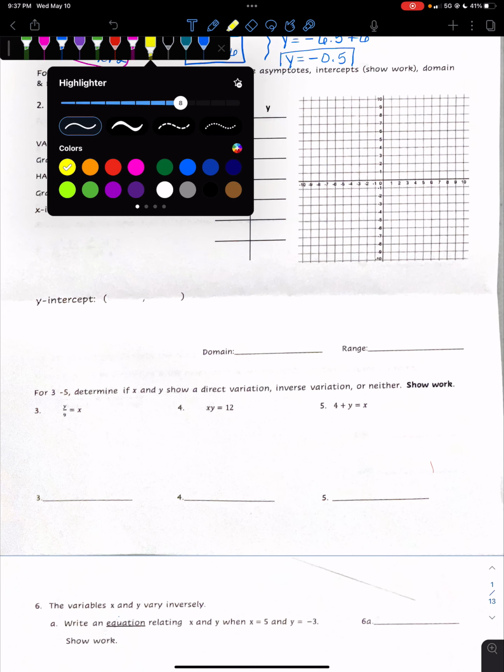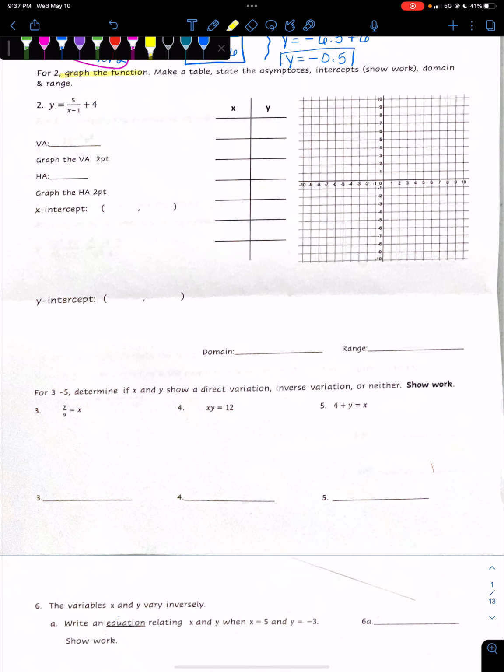So for part number 2, we are going to be graphing the function, making a table, stating the asymptotes, the intercepts, making sure we show work, the domain, and the range. Okay, so the very first part, notice whether this is in standard form or in simple form. This is in simple form, so we don't need to use long division to change it. Okay, the vertical asymptote is x equals positive 1. Horizontal asymptote is y equals positive 4.